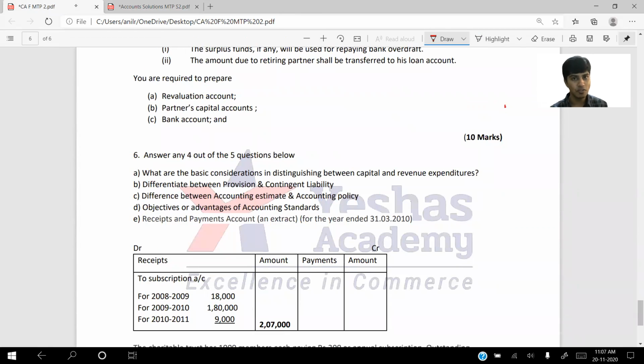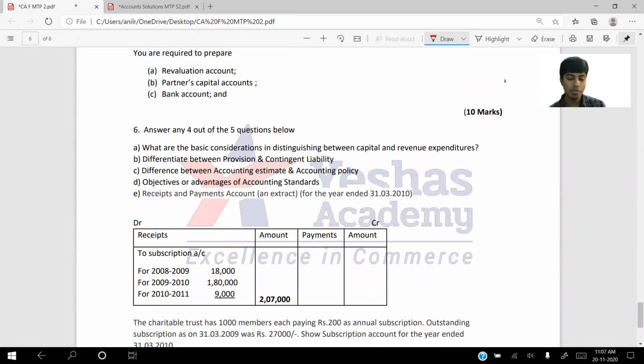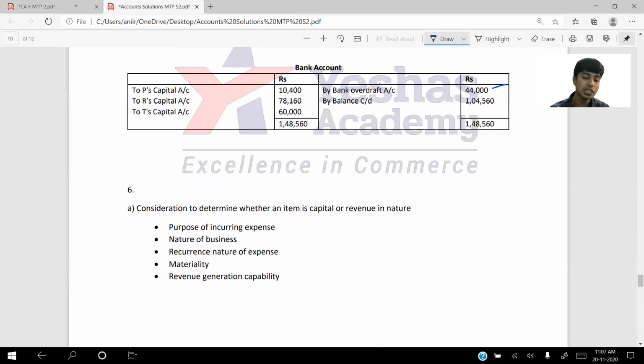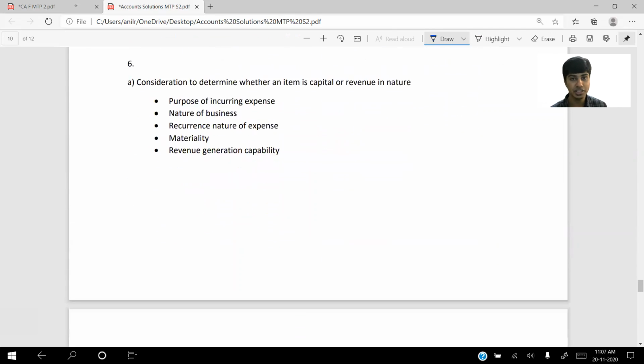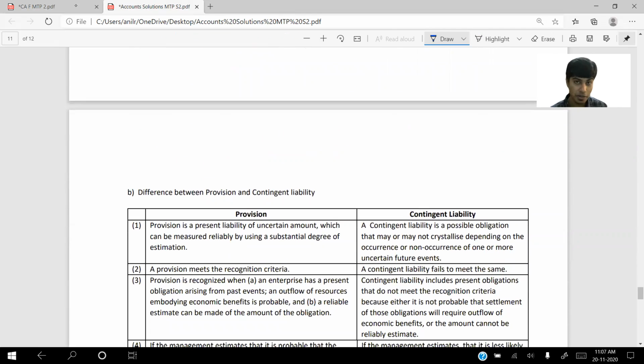You need to answer 4 out of 5 questions, so you have an internal choice. Let's see. What are the basic considerations in determining whether an item is capital or revenue? I have told you this: nature of business, purpose, recurrence, materiality, revenue recognition capability, revenue generation capability, and all this.